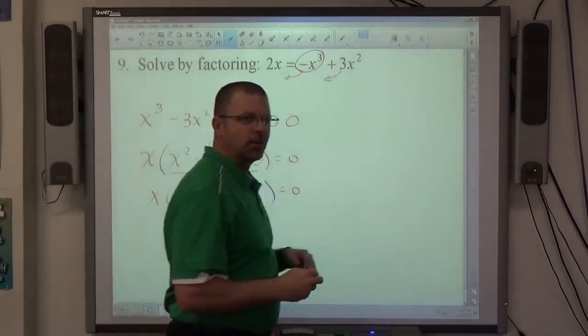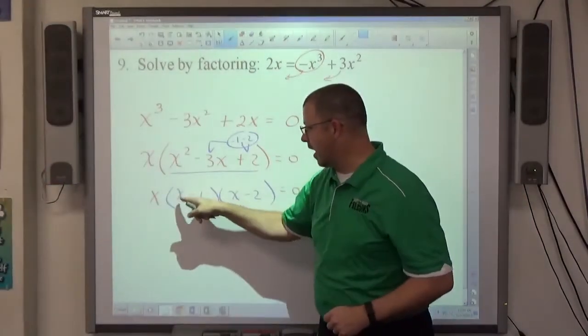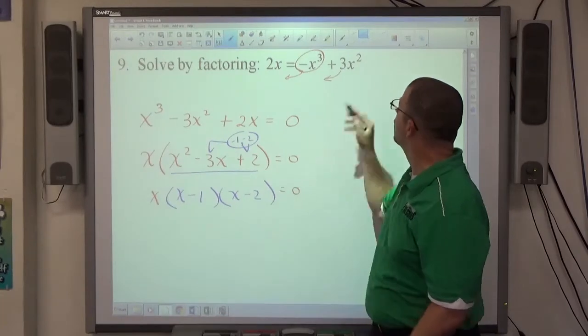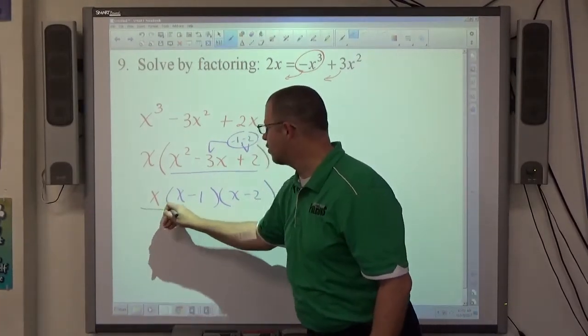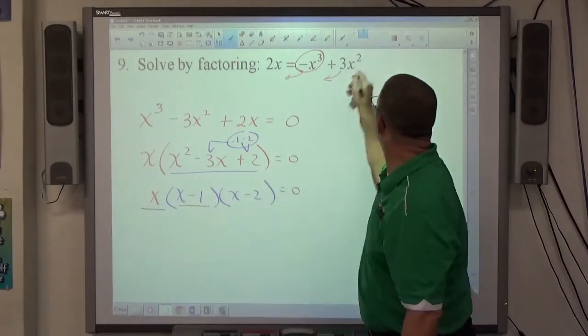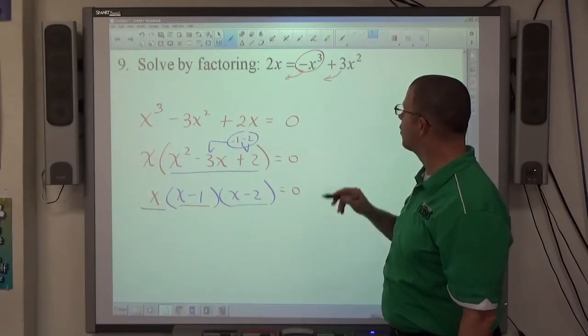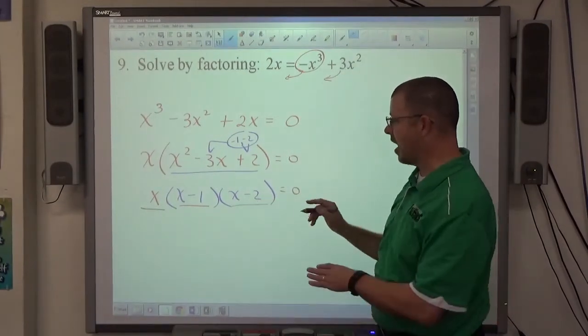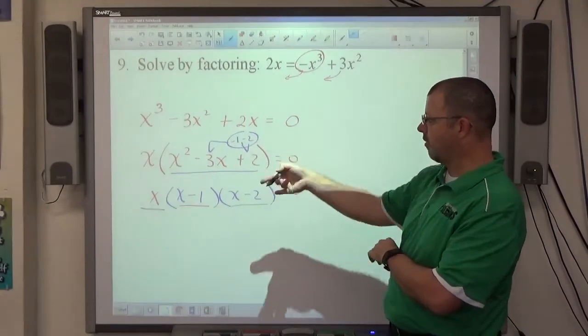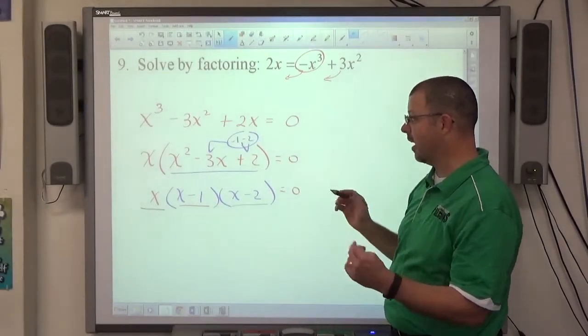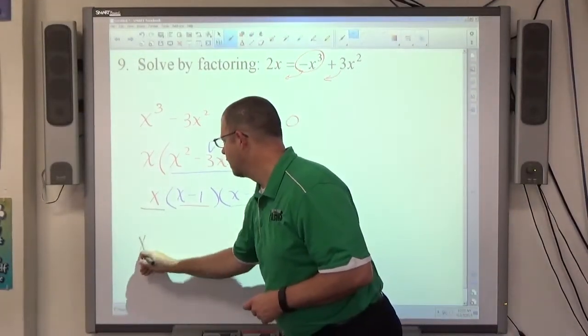Once you get everything factored, so everything's linear now, x to the first, x minus 1, x minus 2, we simply take each factor, this one, and this one, and this one, and set them all equal to 0. So we're not done here. Some of you are stopping here on homework. It says solve, and you're just giving me this factored form, which is great. It's just not finished.